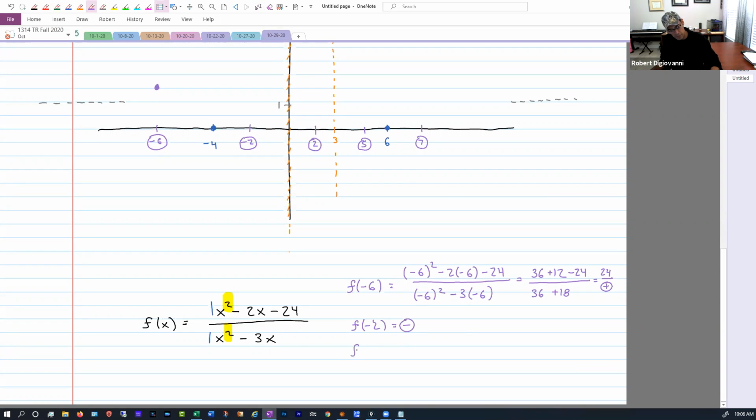You're going to get a negative if you plug in -2. If you plug in 2, you're going to get a positive. If you plug in 5, you're going to get a negative. And if you plug in 7, you're going to get a positive. Now on the test, please check each one, because I told you last time, it doesn't always just switch positive, negative. So check it yourself. So -2, you're going to get a negative. +2, I put a dot above. 5, I put a dot below, and 7, a dot above. Any questions?